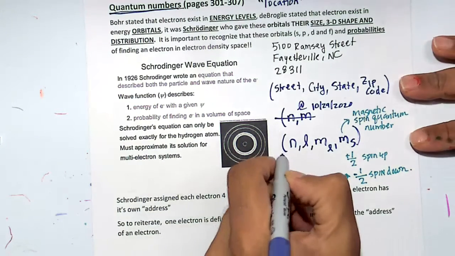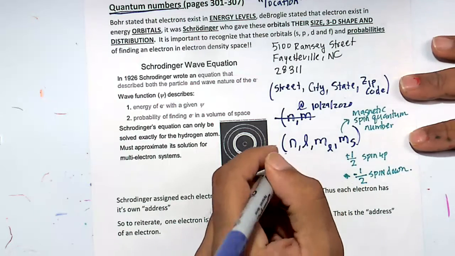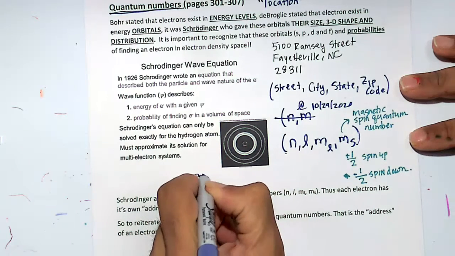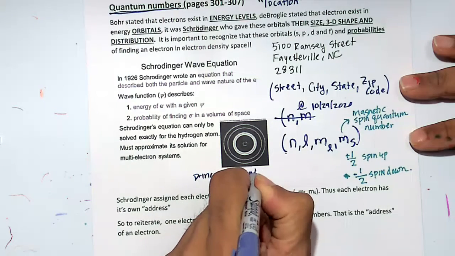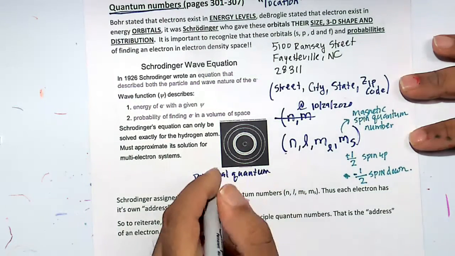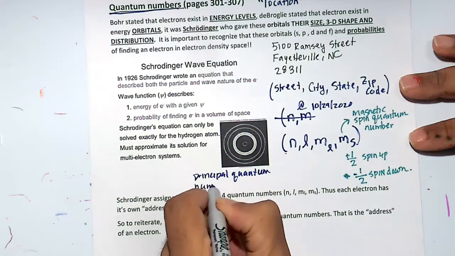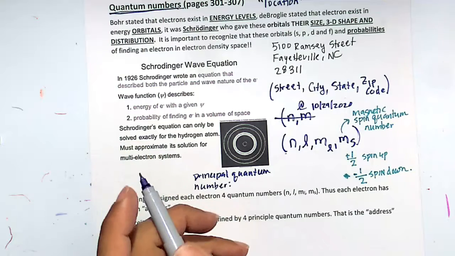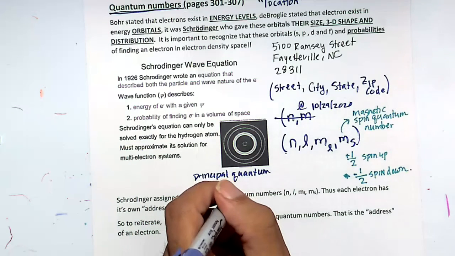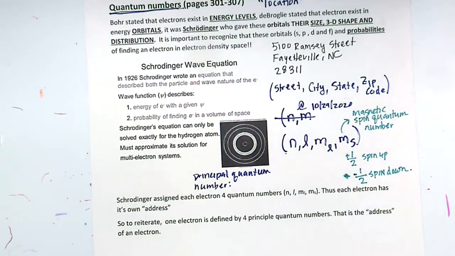All right, n is the second easiest quantum number. This is called the principal quantum number. And it's easy. It's basically the row in the periodic table. So the principal quantum number is the row.